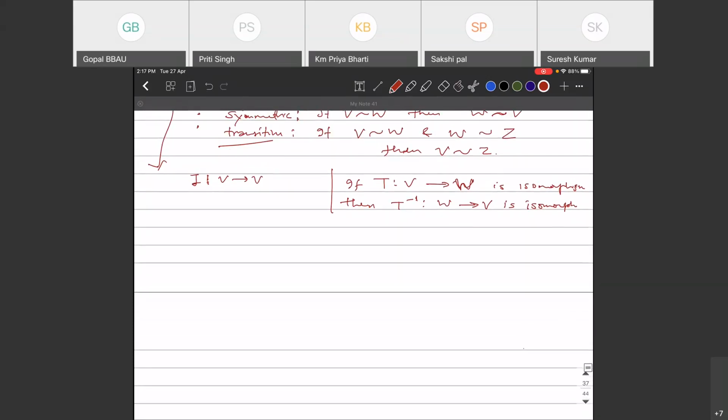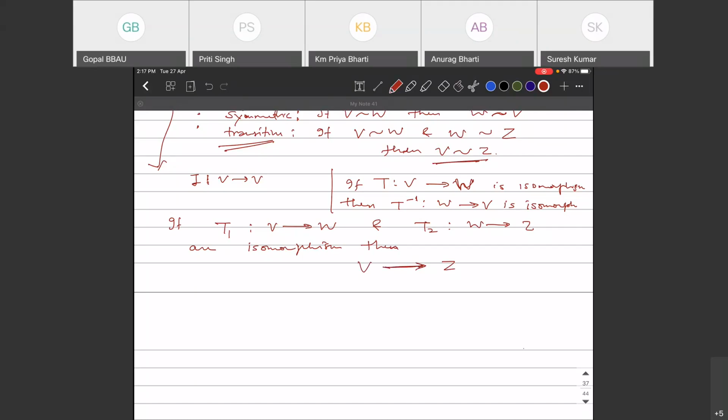So how do you see this last one, transitivity? If you have two isomorphisms, T1 from V to W and T2 from W to Z, how will you prove that V is isomorphic to Z? Which isomorphism will you take? What you have to show is a linear transformation which is bijective from V to Z.